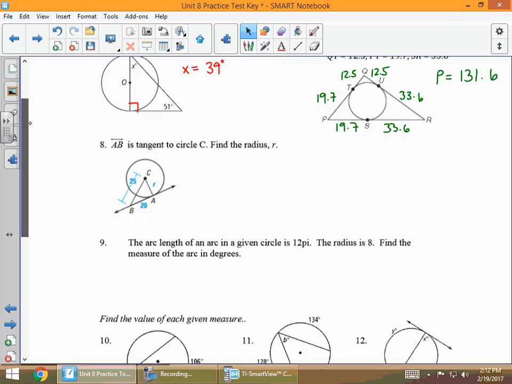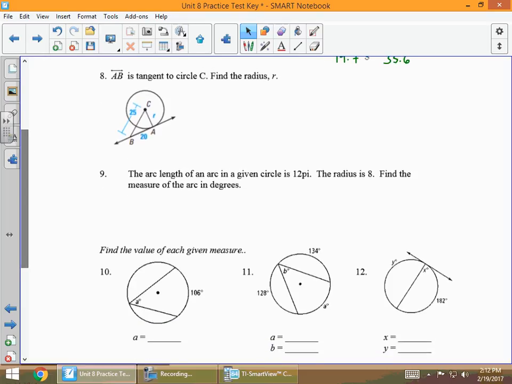All right, jumping down, number 8. Number 8's got a lot going on here. It says AB is tangent to circle C, and it wants us to find that radius. Well, because I know that I have a tangent and a radius, I know that that must be a right angle. So I can do A squared plus B squared equals C squared. You have to make sure that you're careful here, that the hypotenuse is always your C value.